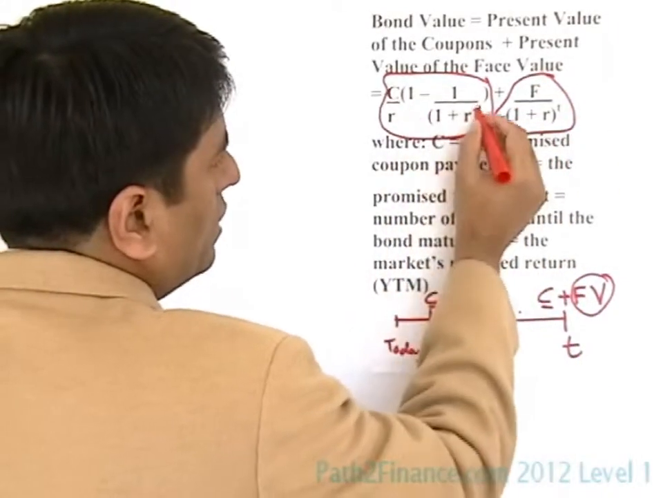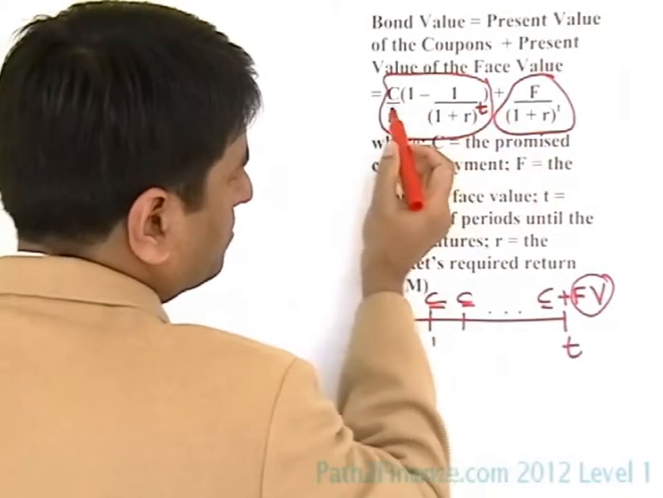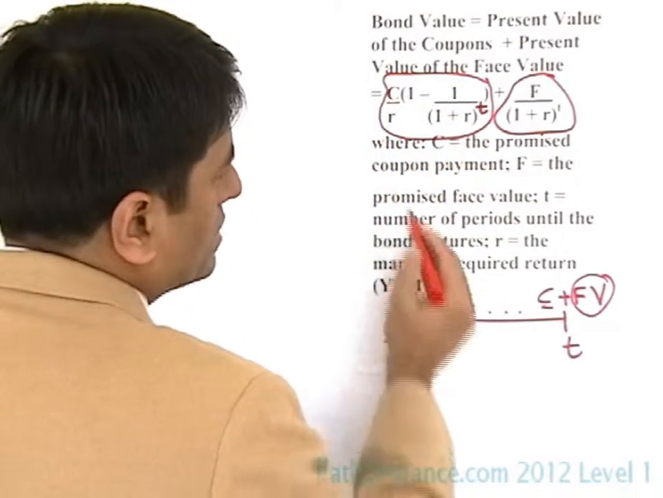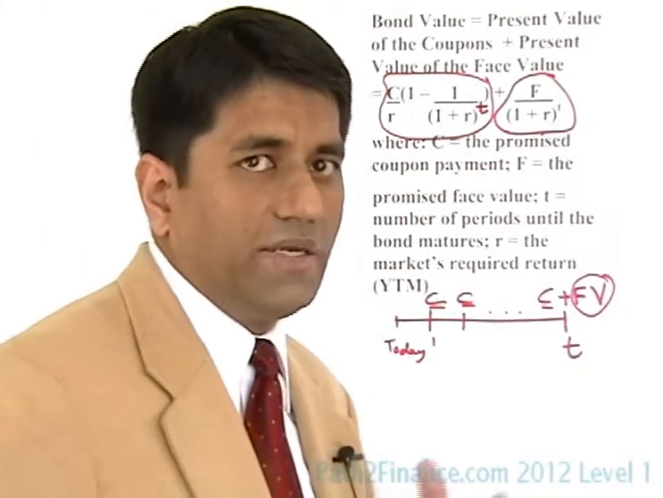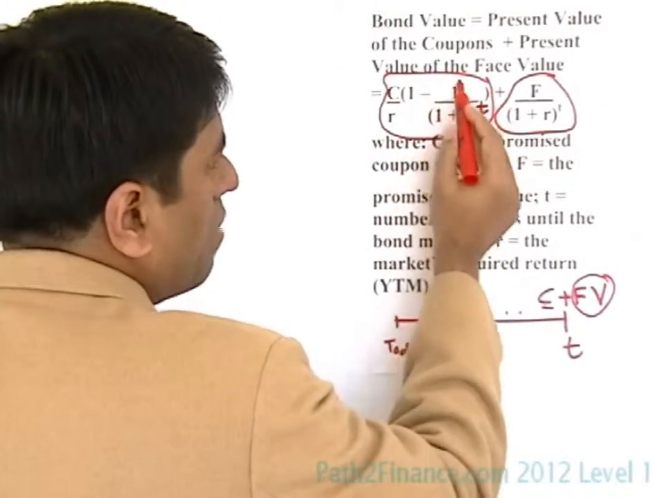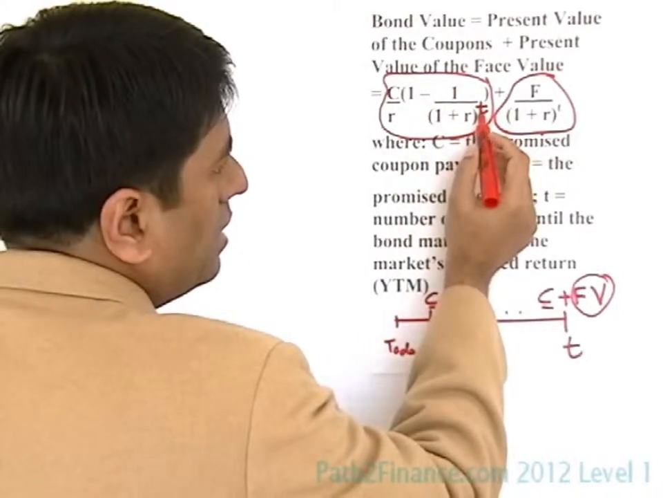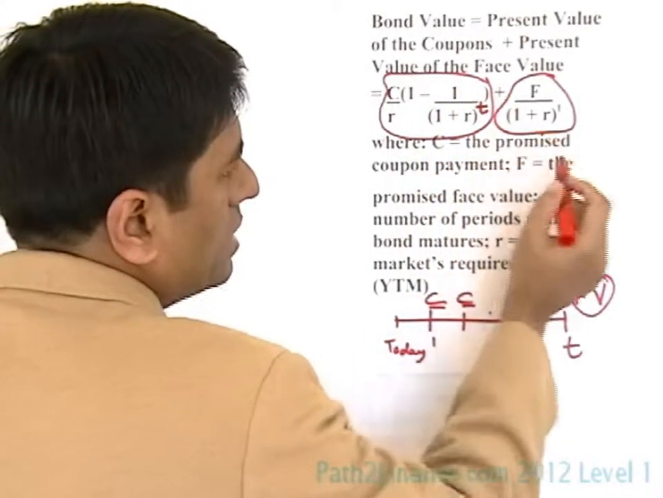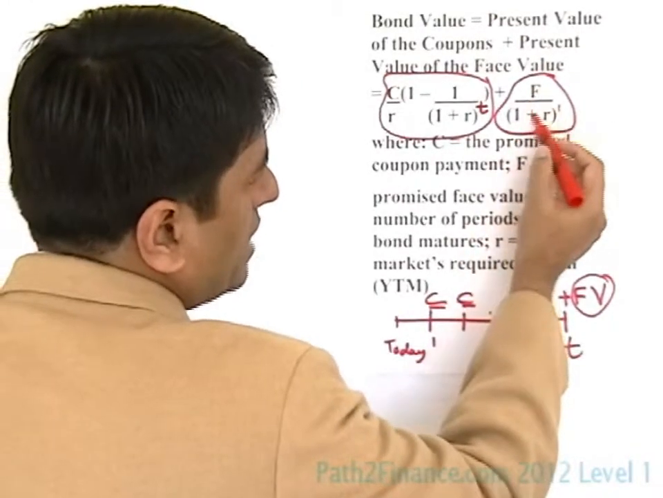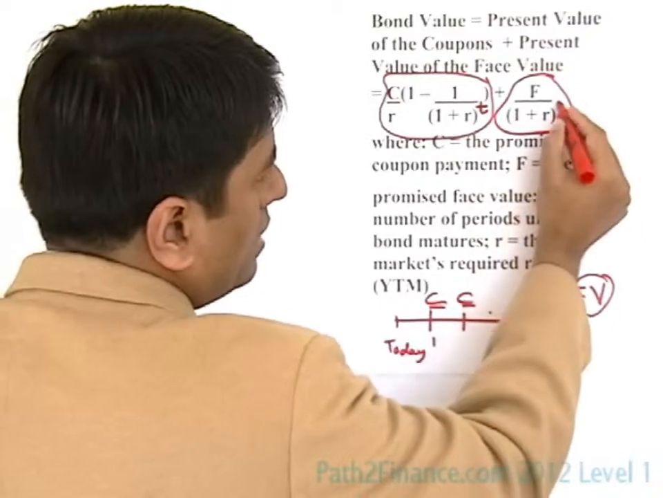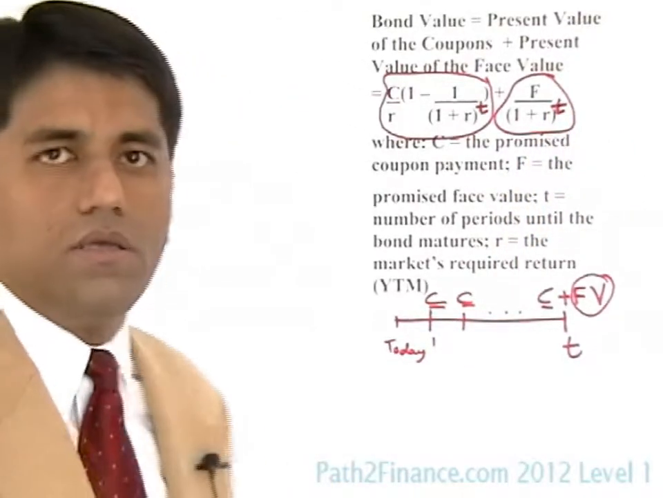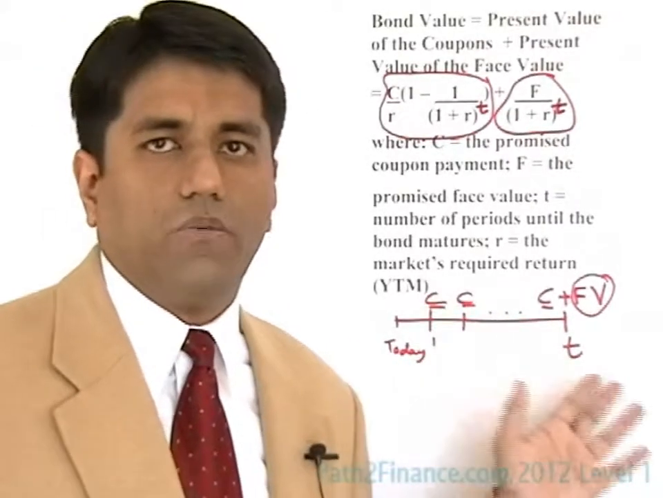So the value of annuity for T periods is the coupon divided by the rate of discount R, which is also called the yield to maturity, into 1 minus 1 divided by 1 plus R to the power T, plus the face value discounted T periods. So that is plus F divided by 1 plus R to the power T. So this is the price of a bond.